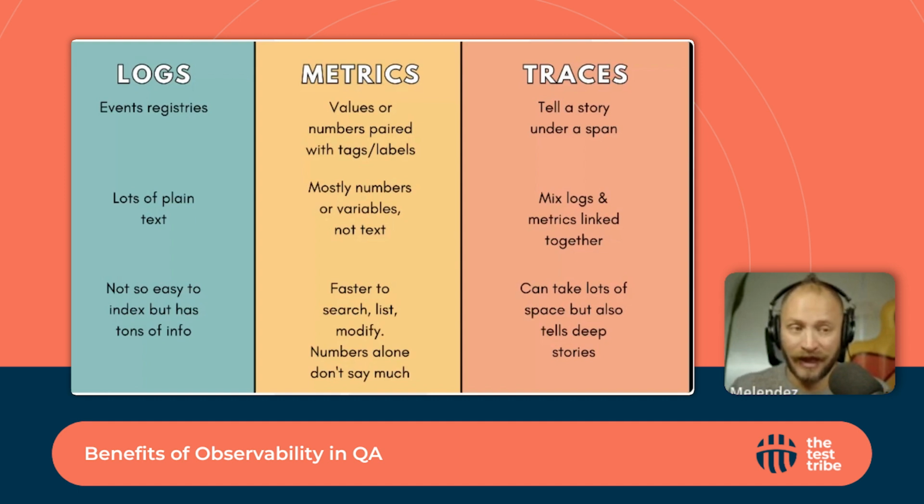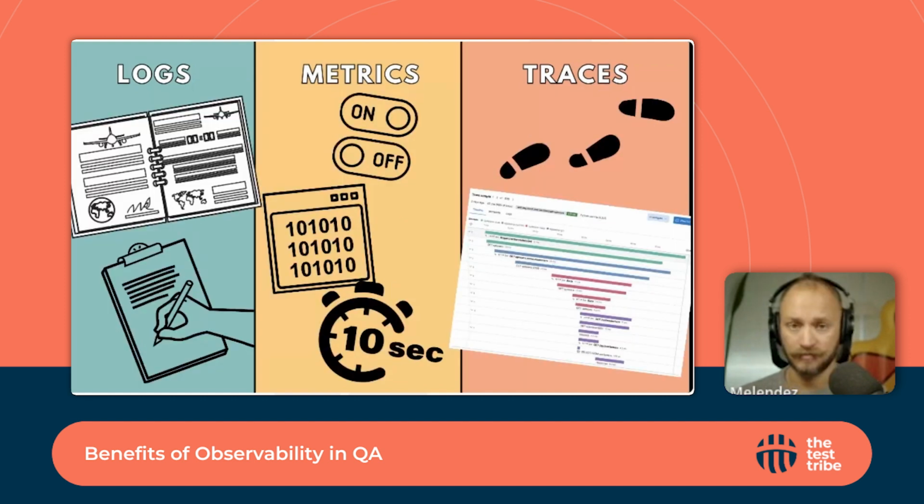Again, the traces are the heaviest ones of this tree. You should not generate too many because they mix logs and metrics and they link them together with an ID, so they can take lots of space. Easier example, logs. The logs come from the ship captain's log.